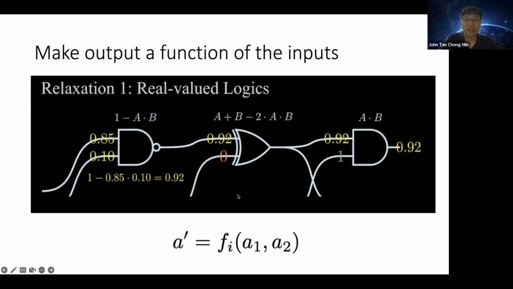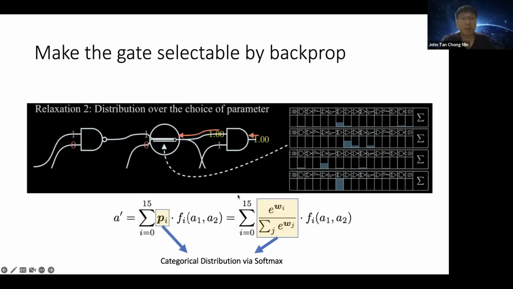Okay, the second thing that they did is they made the gate selectable using backpropagation. And how this is done is like this. You assign each of the 16 gates here some probability that sums up to 1. How to ensure that the probability sums up to 1? We use a softmax function like this. So this e to the power of wi, where wi is the weight for that particular gate. So the higher this wi, the higher the probability. Like over here, this is definitely very high. I think this is a NOR gate.